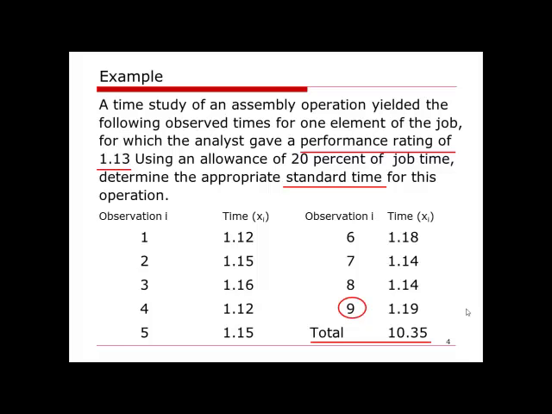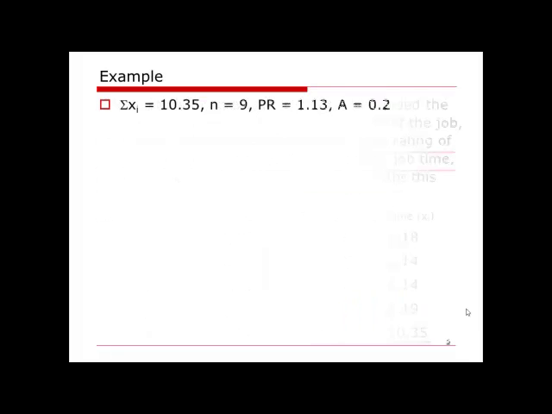We have the performance rating of 1.13, which will be used to convert the observed time to normal time, and the 20% allowance will be used to convert the normal time to the standard time. So we basically have this given information. The total observed time from these 9 observations is 10.35 minutes, and there were 9 observations. The performance rating is 1.13, and the allowance is 0.2. And again, this allowance is based on job per job.